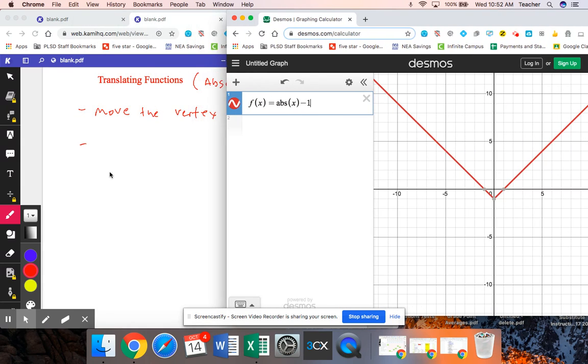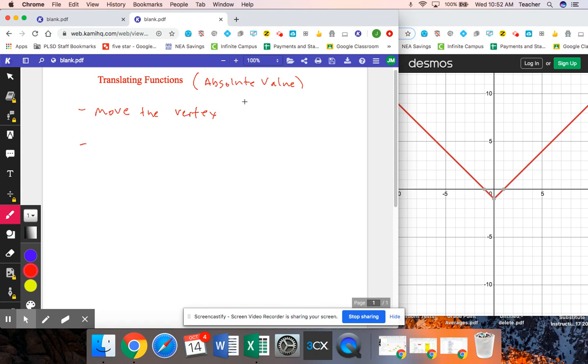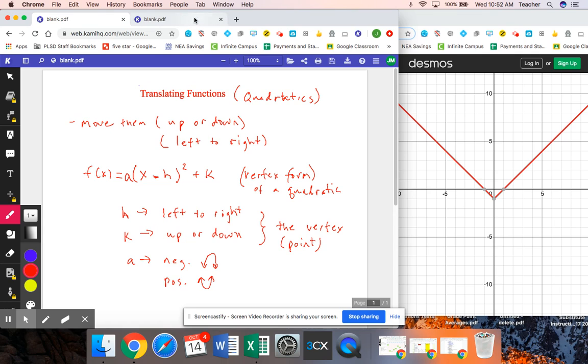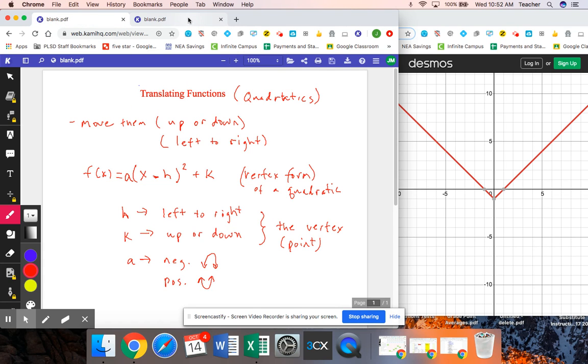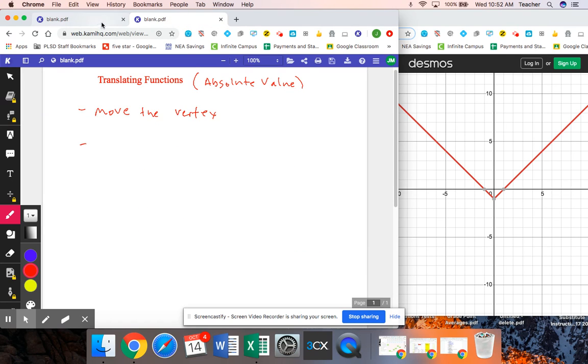All right, so the rules for translating absolute value functions will be basically the same for translating quadratics. The shape of the function is different. The quadratics looks like a U. The absolute value looks like a V. All right, so you're still going to move them up or down, left or right, and the same idea will be true. I'm going to give you the basic general function for an absolute value function.